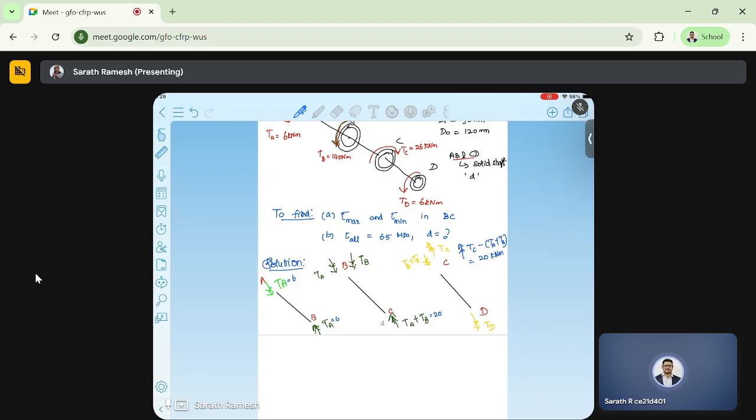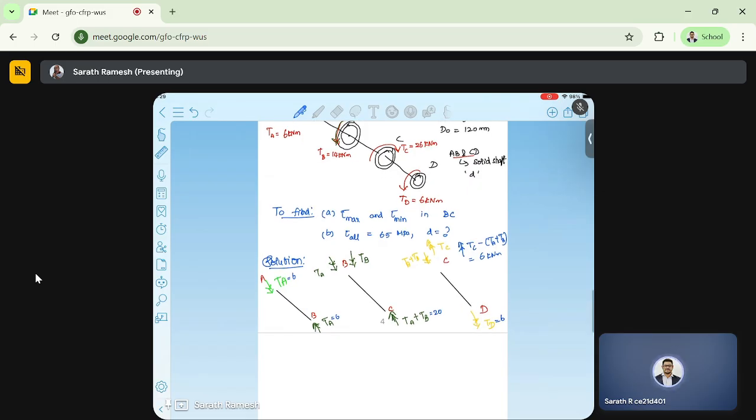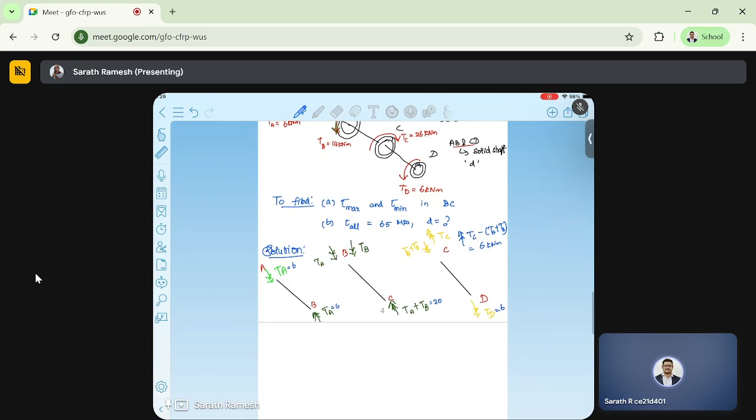26 minus 20 is 6, sorry. So 6 kilonewton meter. Now my TD is also 6, right? Both should be same. If it is not same, there is something wrong with whatever we are doing, right? Now we are interested in the member BC. So BC, what is the maximum and minimum shearing stress?